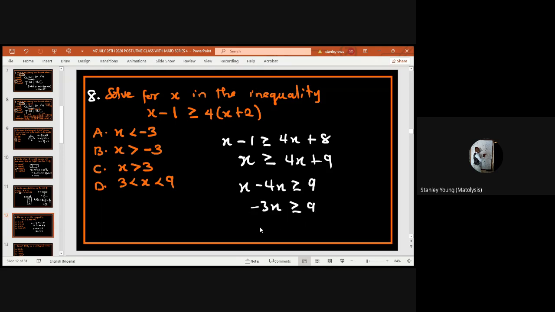In inequality, when you divide both sides by a negative, the inequality sign changes, it reverses. So in this case, if you divide both sides by negative 3, it turns to less than or equal to negative 3. So the answer is x is less than or equal to negative 3. Pardon, the answer is without the equal to.